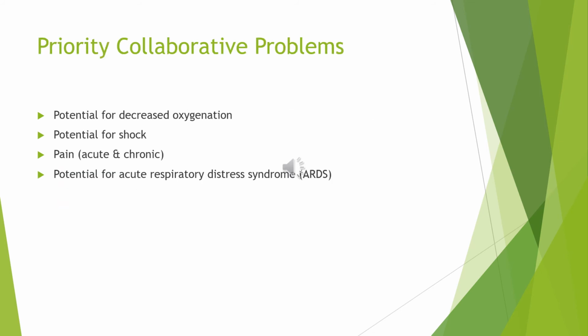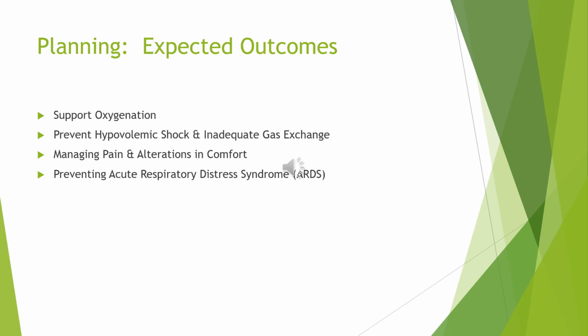Priority collaborative problems will include potential for decreased oxygenation, potential for shock, pain, both acute and chronic, and then potential for acute respiratory distress syndrome. In planning, we need to look at expected outcomes, and that would be support oxygenation, prevent hypovolemic shock and inadequate gas exchange, manage our pain and our alterations in comfort, and then preventing ARDS.